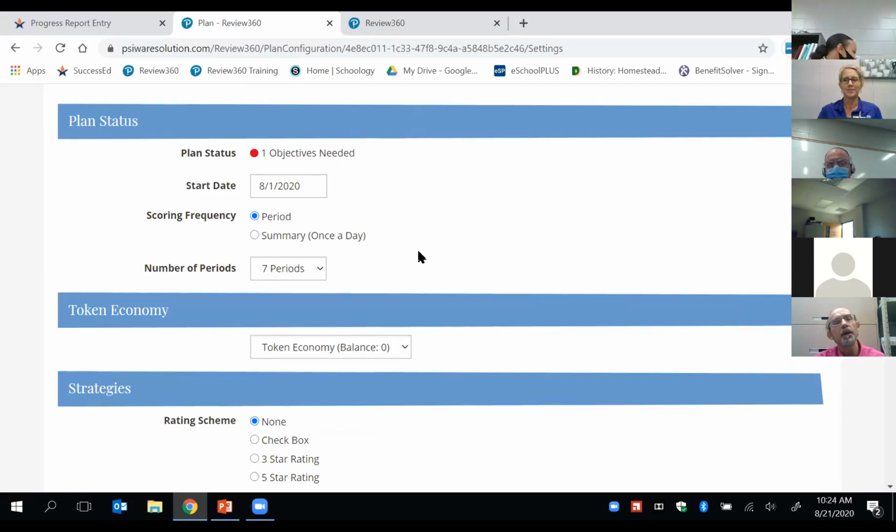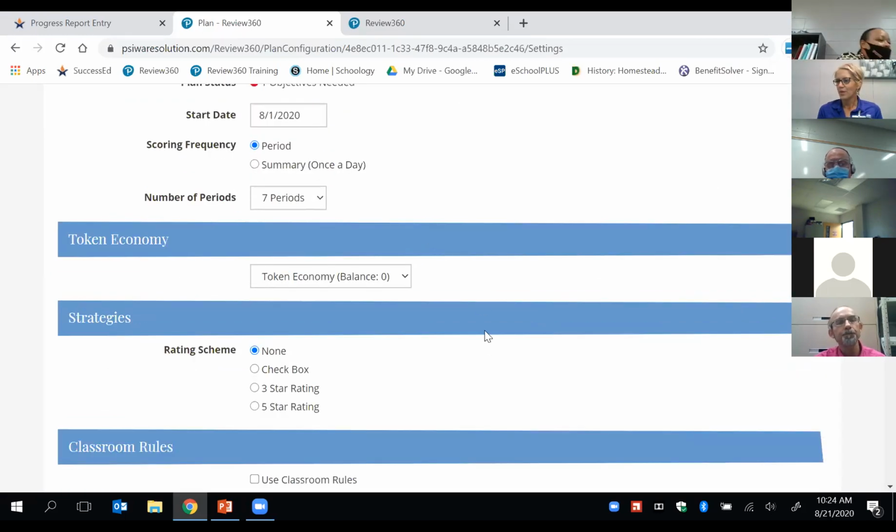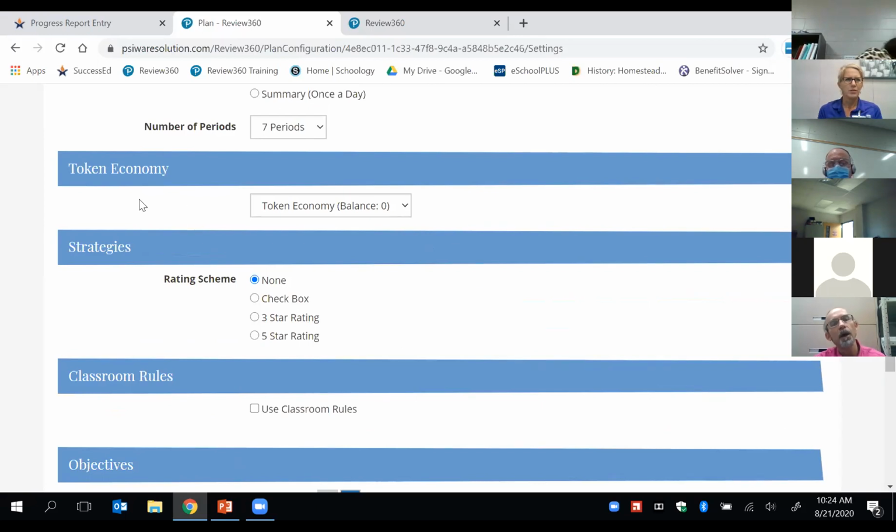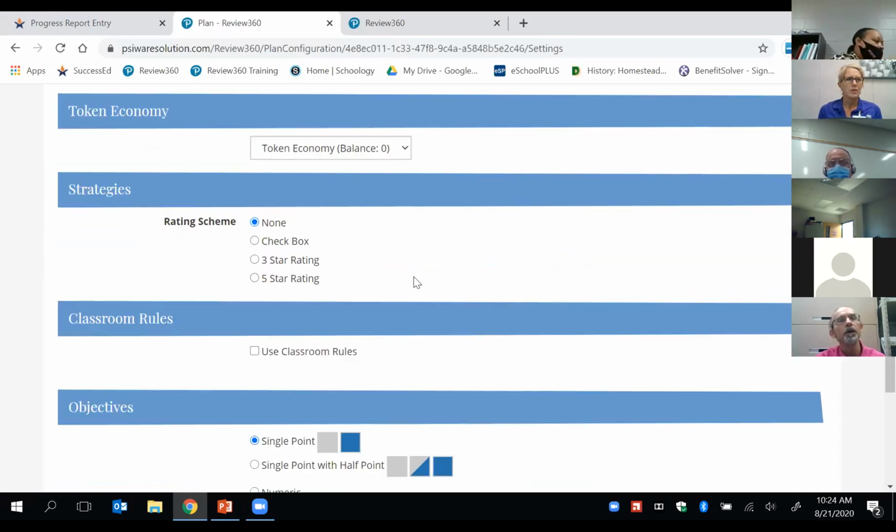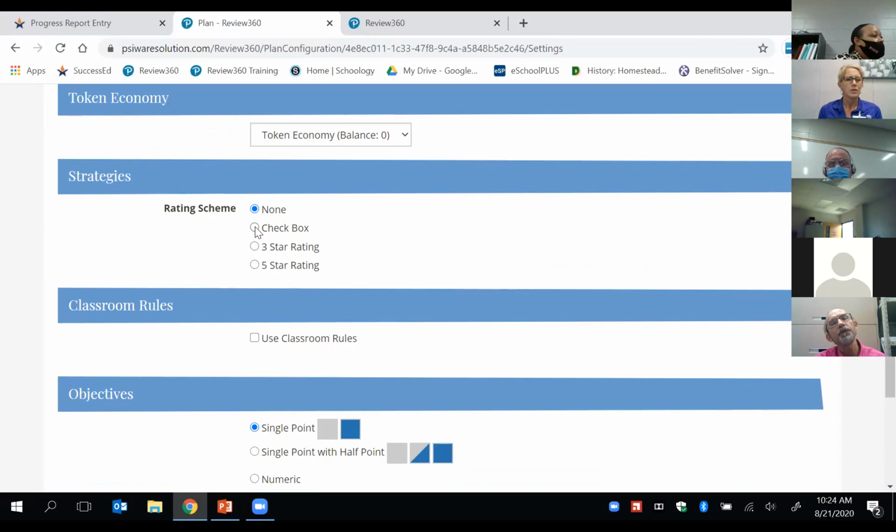Just go ahead and leave the number of periods defaulted to 7. We don't use the token economy part. The strategy is only if you were using Review 360 to document accommodations would you select one of these options.